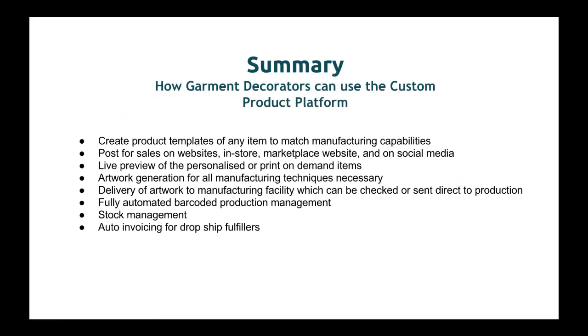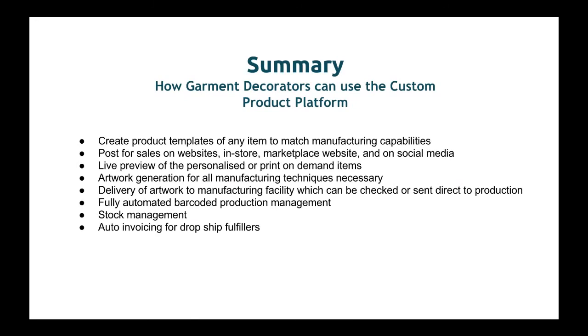So in summary, how Garment Decorators can use the custom product platform. You can create your own product templates of any item to match the manufacturing capabilities. So you would set something up differently if it was going to be embroidered or printed, but this is set up to print area or decoration area measurements that are appropriate for individual machines. You can post the products for sale onto websites, in store, marketplace websites, or on social media, like on Facebook pages. Live previews of the personalisation or print on demand.